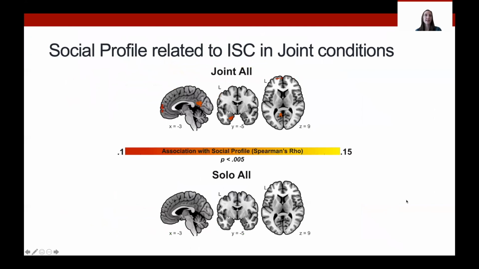And so what we find is that when you look at how similarity of social profile is related to similarity in neural response, or the intersubject correlation, there is an effect in some of these social brain regions, that's midline regions, DMPFC and precuneus, as well as amygdala, within the joint condition, but we don't see these effects in the solo condition. However, an important caveat is that these regions do not survive correction for multiple comparisons using FDR when we're correcting for the 268 parcels used from the atlas.